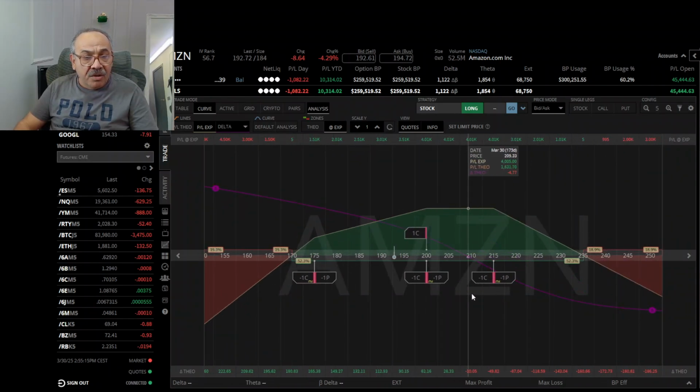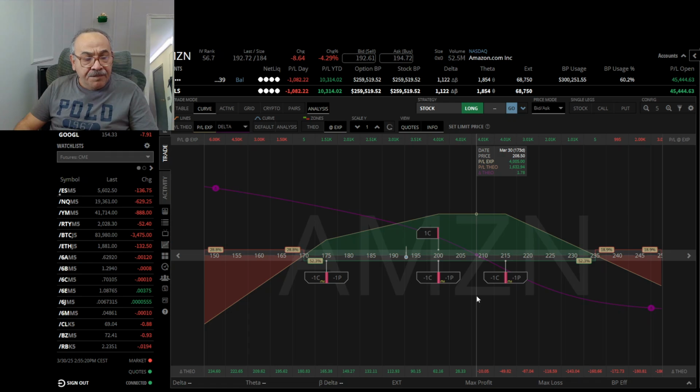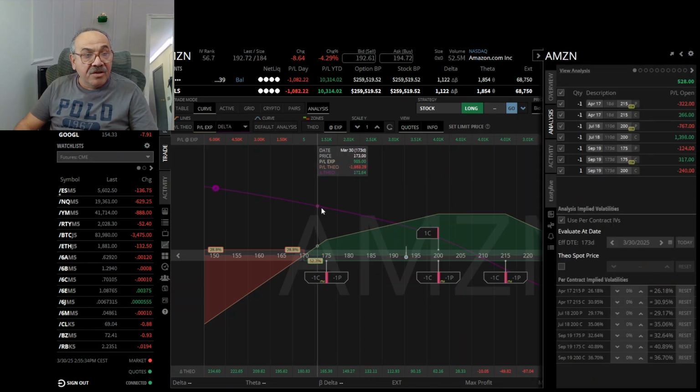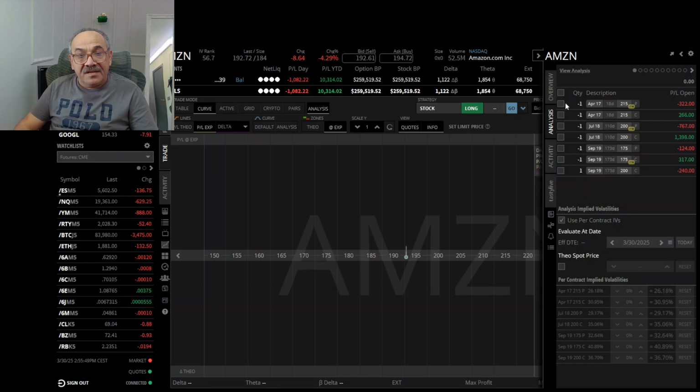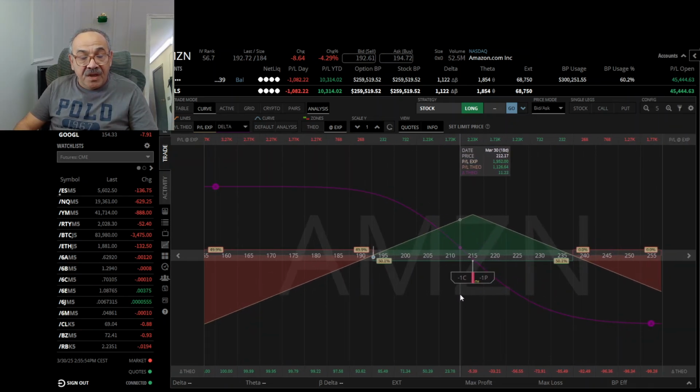By the way, this is my total structure of Amazon, and yes, I'm expecting that sooner or later it starts going up. This is why our structure looks like this. But let's see them layer by layer, because Tastytrade unfortunately doesn't show the structure correctly if we use different expirations at the same time. So let's check them separately. This is the 18-day one, the one which must be adjusted.